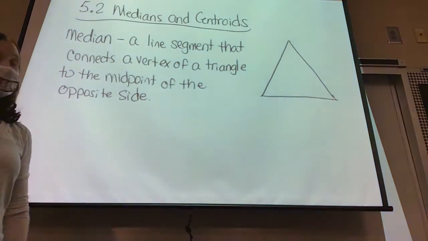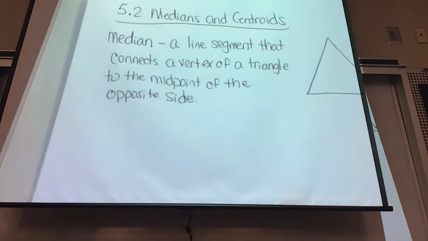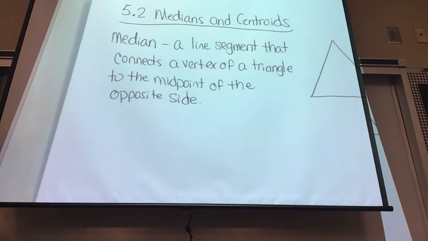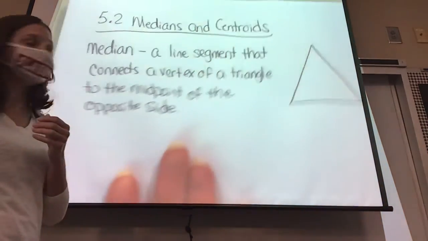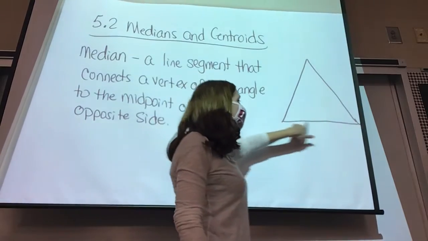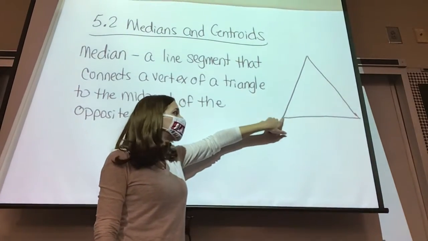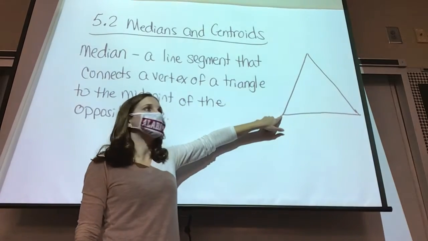Now, what we've got here, according to my definition of median, it says that a median is a line segment that connects a vertex. First of all, we need to understand what's a vertex. We've talked about this before when we did angle. What is a vertex? Anybody remember what a vertex is? Well, the vertex is the corner here. It's where the two lines meet to form that angle.